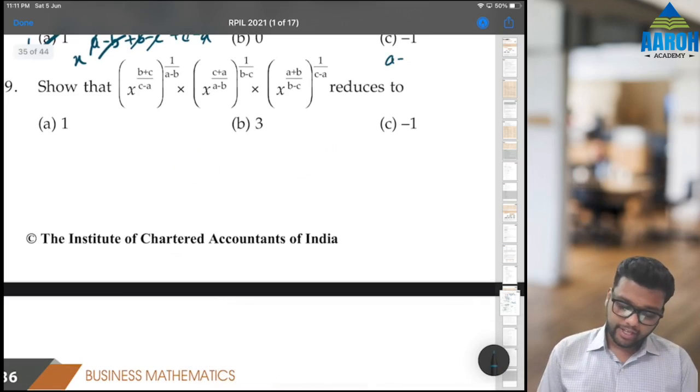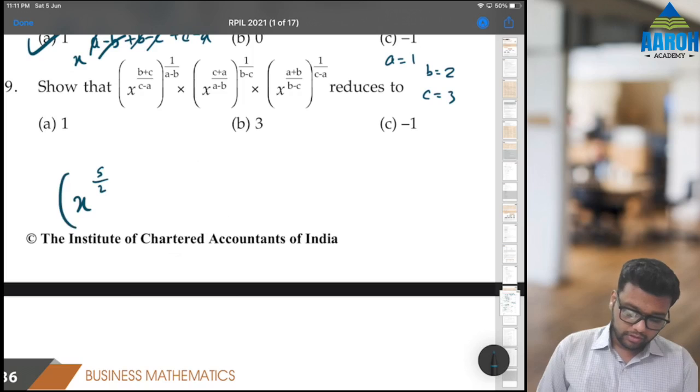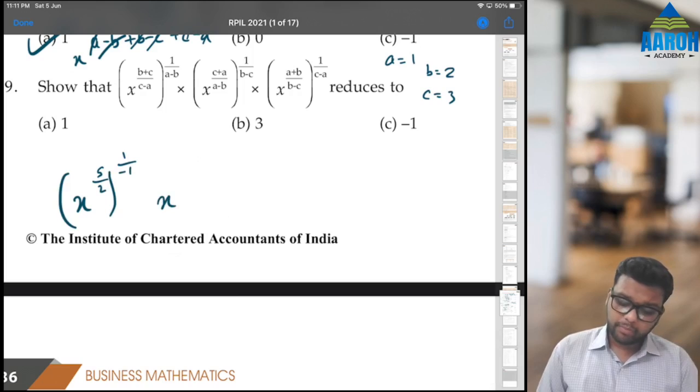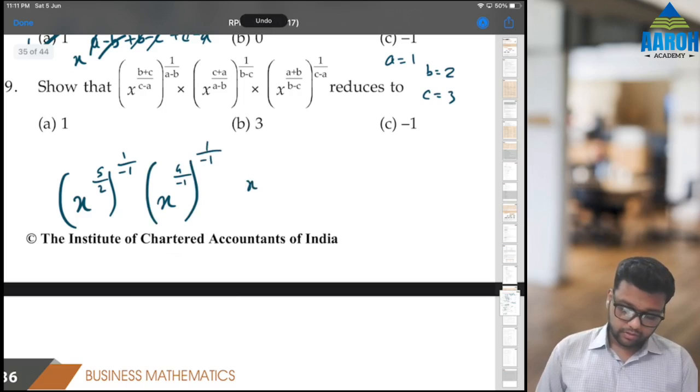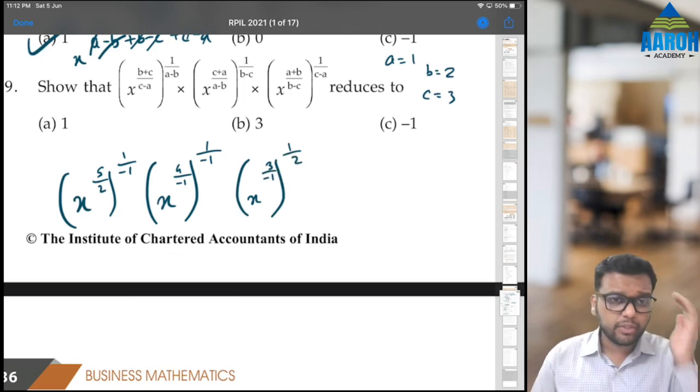So let's put again a as 1, b as 2, c as 3, easiest. So x raised to b plus c, 5 by c minus a, 2, raised to 1 by a minus b is minus 1, into x raised to c plus a is 4 divided by a minus b is minus 1, raised to 1 by b minus c is minus 1, into x raised to a plus b is 3 by b minus c is minus 1, raised to 1 by c minus a is 1 by 2. Now this is easy to simplify.